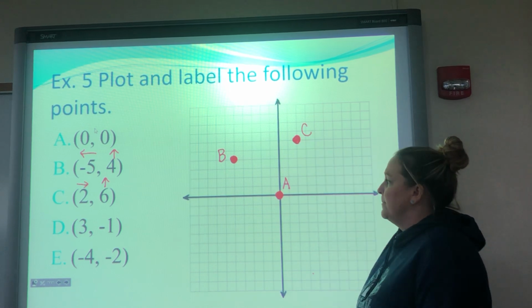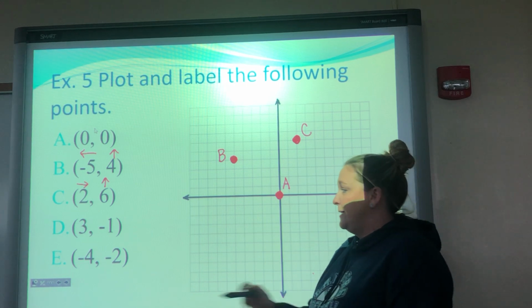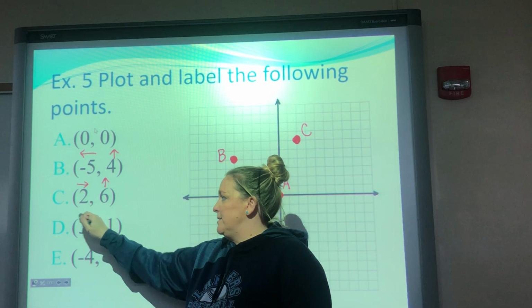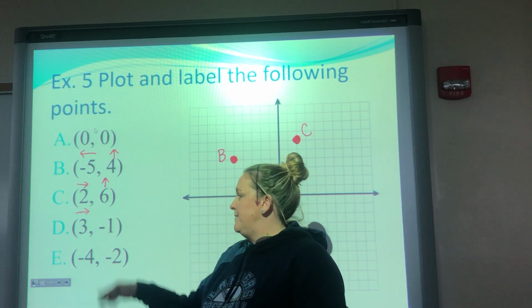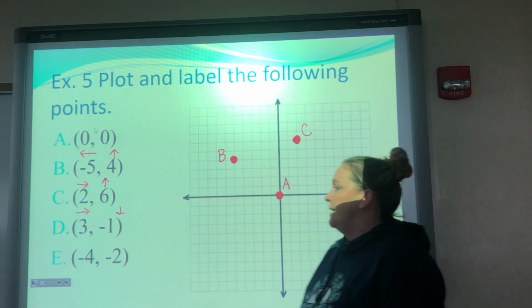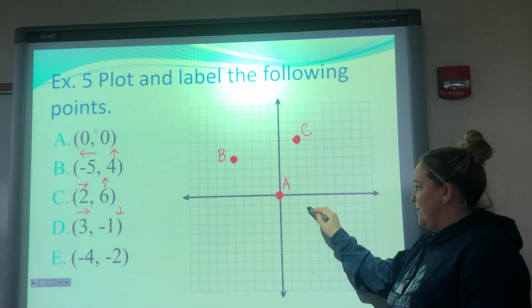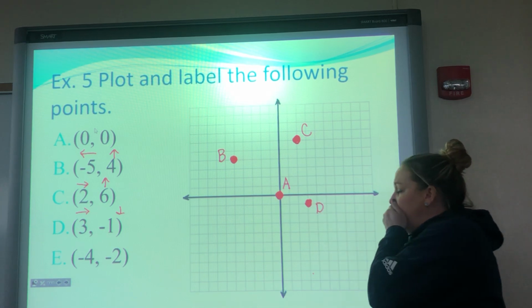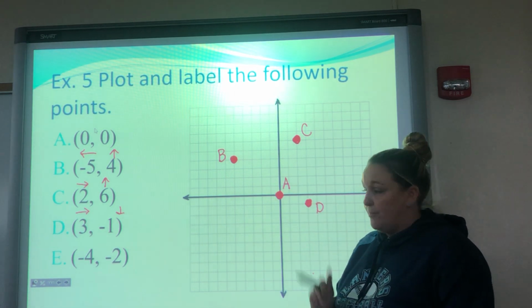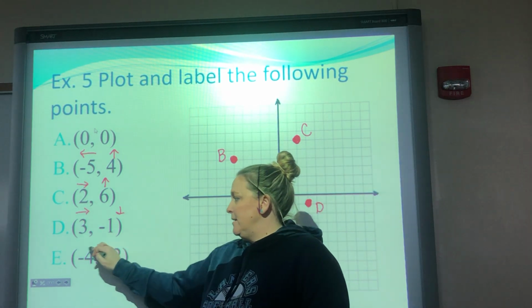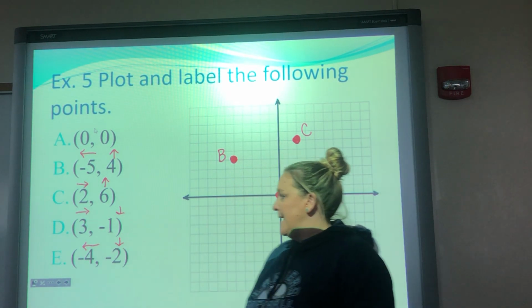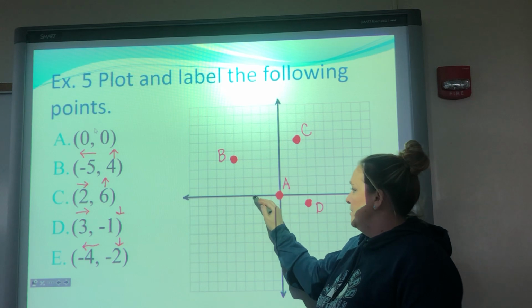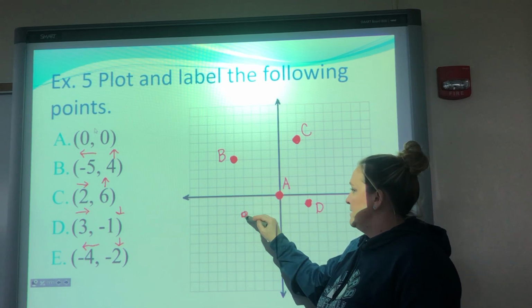That is C. D, positive number first, tells me left or right, so that's right because it's positive, down for the negative 1. So right 3, down 1. And then E, both are negative, so that's telling me left and then down, so left 4 and down 2. And this is point E.